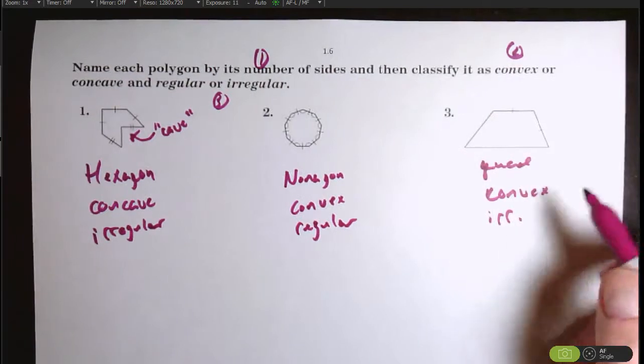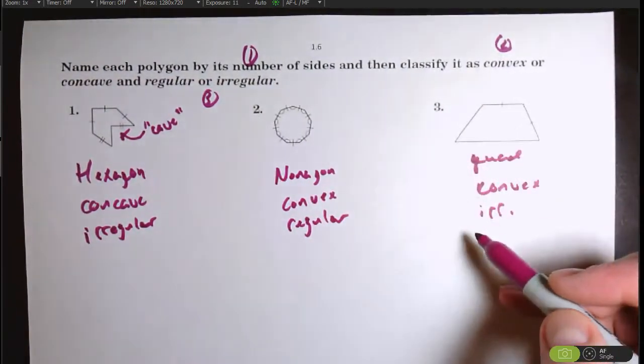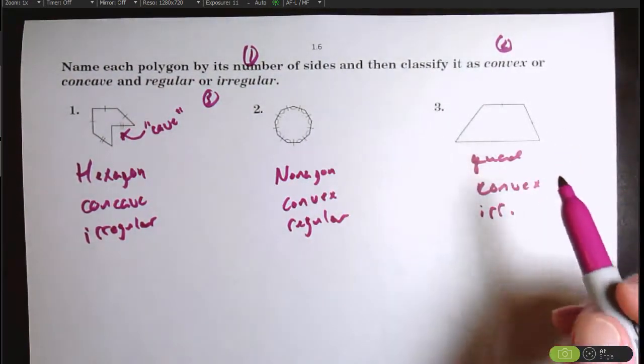So again, there are 3 things to answer for these 3 problems. A lot of times people just catch 1 or 2 of them and don't do all 3. Make sure you do all 3.